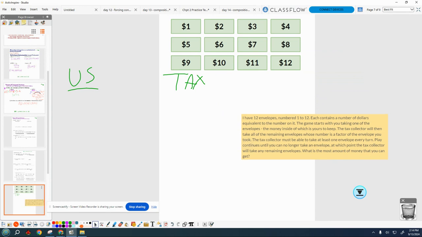Well, I want as much money as possible, so I'm going to take 12, because $12 is bigger than anybody else. But the tax collector gets to take all things that divide evenly into 12. So what does the tax collector get to take if I do that first? 1, 2, 3, and 4. Any others? 6. Wow, that does not seem like a good deal. So picking 12 first is the wrong choice.